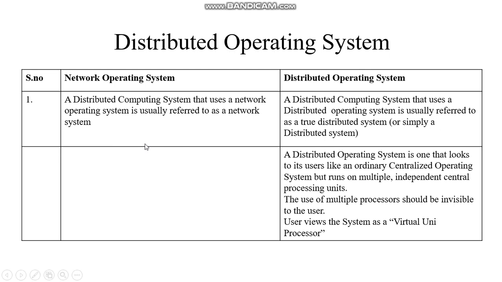Finally, to conclude, a distributed computing system that uses a network operating system is referred to as only a network system. But the distributed computing system that uses a distributed operating system is referred to as a true distributed system, or simply it can be called a distributed system.